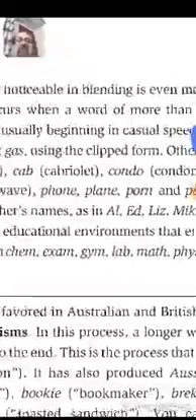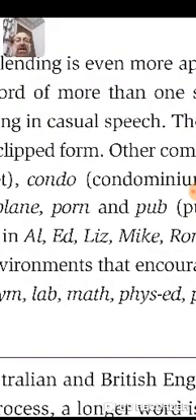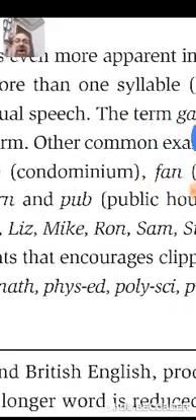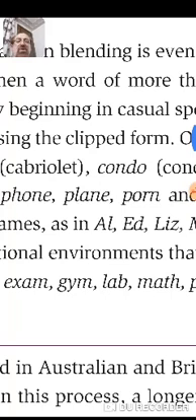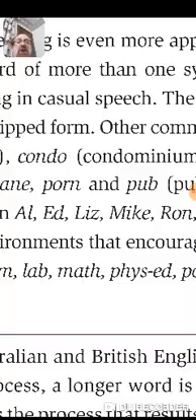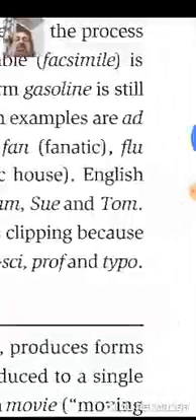Other examples. Sometimes proper nouns, the names of people, are in fact made short, like Al, Ed, Liz, Mike, Ron, Sam, Sue, Tom. All these words are from bigger words, so you have to go to dictionaries in order to find the full forms. Al is the short form of, let's say, Alexander. Ed is the short form of Edwin. Liz is the short form of Elizabeth. Mike, Michael; Ron, Ronald; Sam, Samuel; Sue, Susan; and Tom, Thomas.